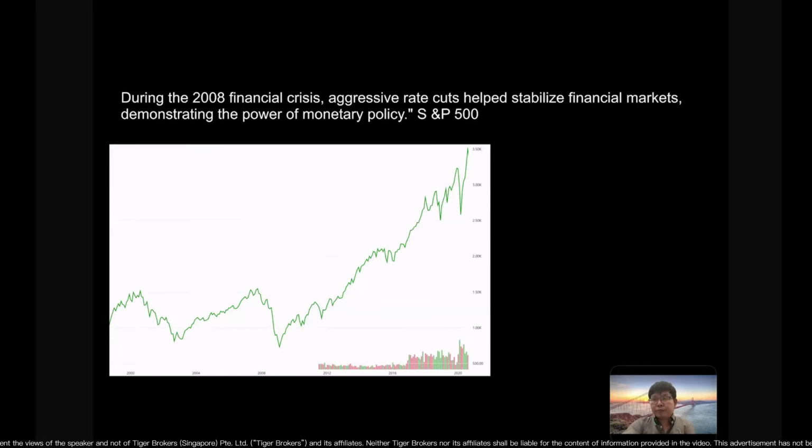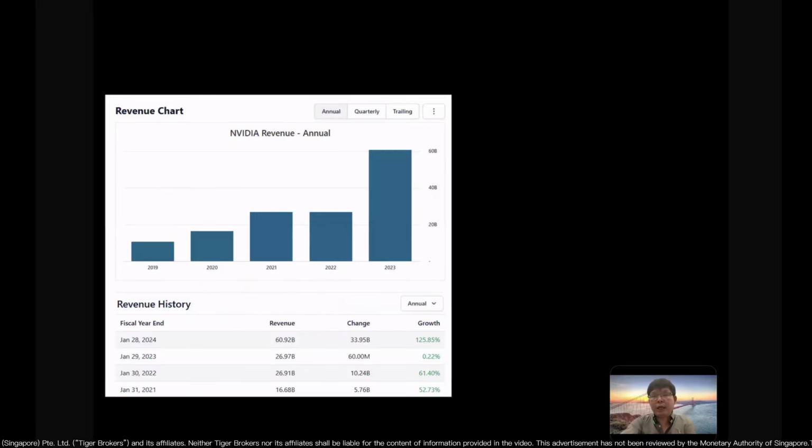IAU. Okay, so in 2008 there was a cut, and the price of the S&P 500 goes up all the way. Okay, so revenue stock.